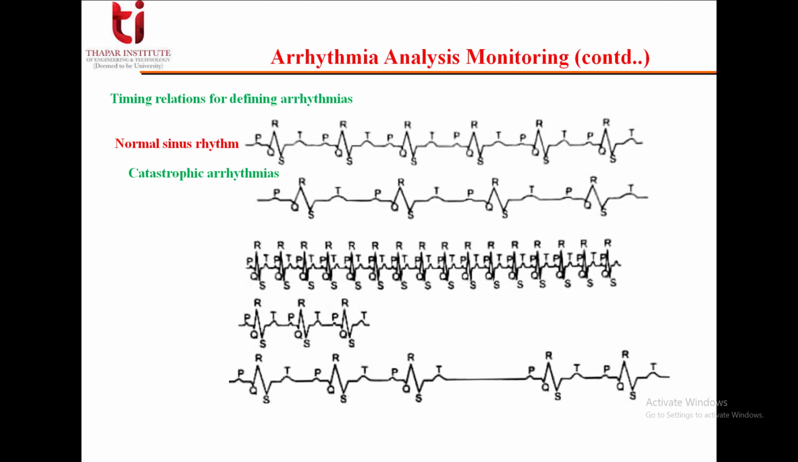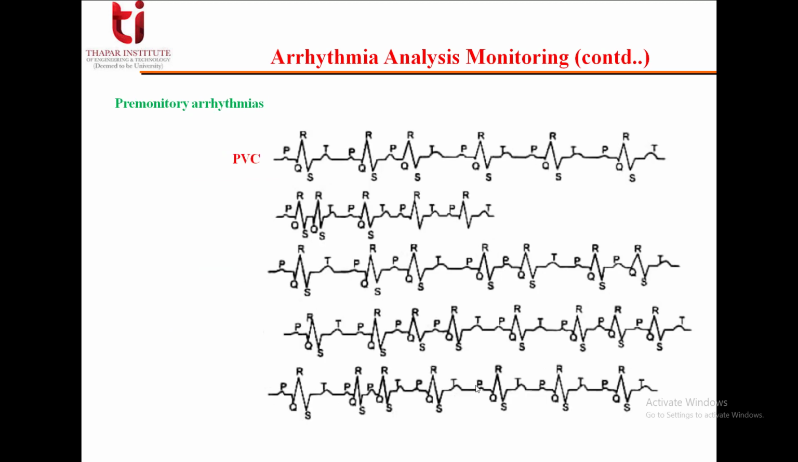Now we'll see different catastrophic arrhythmias. First in this is bradycardia. As we have seen, this is representing bradycardia. Then we have tachycardia. This is the tachycardia waveform. Then we have asystole or ventricular fibrillation, and we have the skipped beat. You can see here we are skipping the beat.